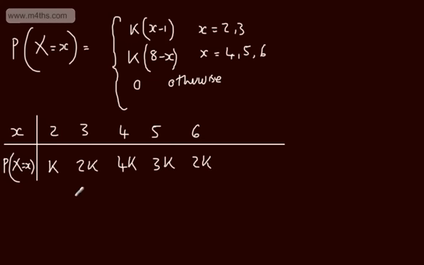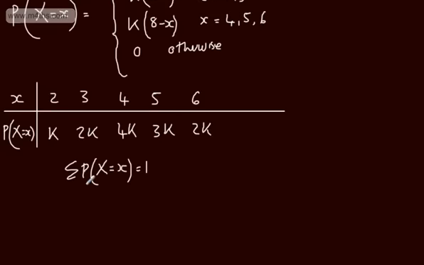We know that the sum of the probabilities that X is equal to x is 1. What we can do is find the value of k and then look at finding other probabilities. Let's add this up: k plus 2k is 3k, 7k, 10k, 12k. In an exam I would show this, but I'm just adding these up. These probabilities must equal 1 when summed, so 12k is equal to 1, and k is 1/12.